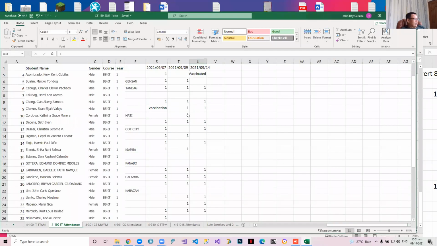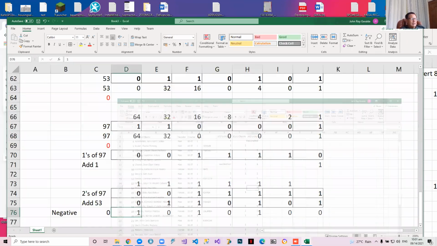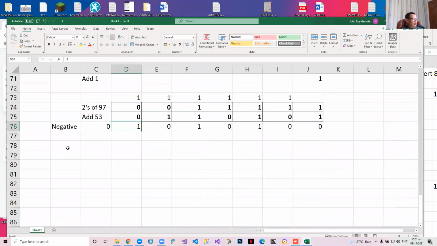Can we check that answer? How can we check that answer? There's a way to do it. Anyway, we'll just bold this. This is our answer.